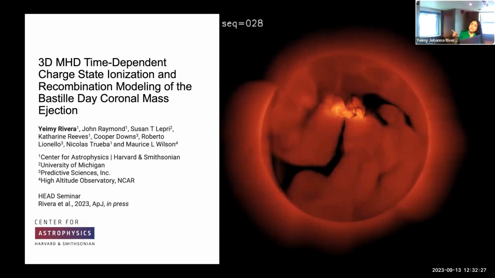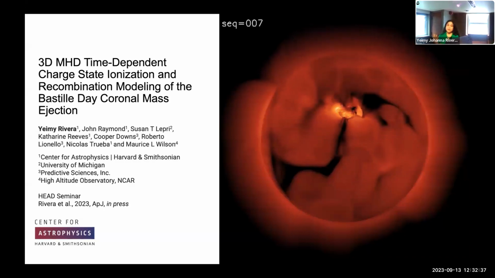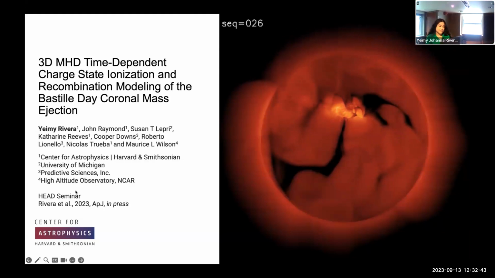And so this simulation that I put right on the title page is synthetic EUV emissions, or reconstructions of the images that we saw in the eruption, which I think is pretty cool. I'm not actually going to show or highlight it in the presentation, but I think it's really cool.